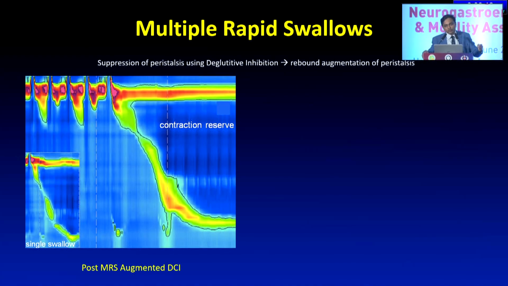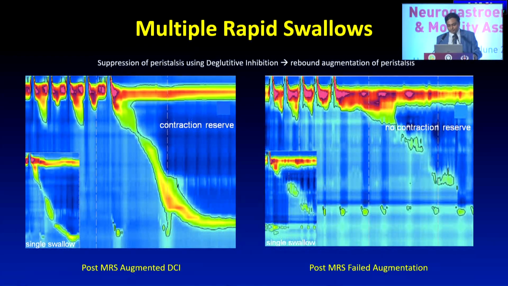So one swallow, deglutitive inhibition, immediately next swallow, again deglutitive inhibition, immediately another swallow, again deglutitive inhibition. When all these swallows end, there is a rebound augmentation of peristalsis, and this is what we look out for. If you have a good contraction reserve, that is on the left, you see that the DCI at the end of the multiple rapid swallows is good, better than the primary swallow. The contraction reserve is present.